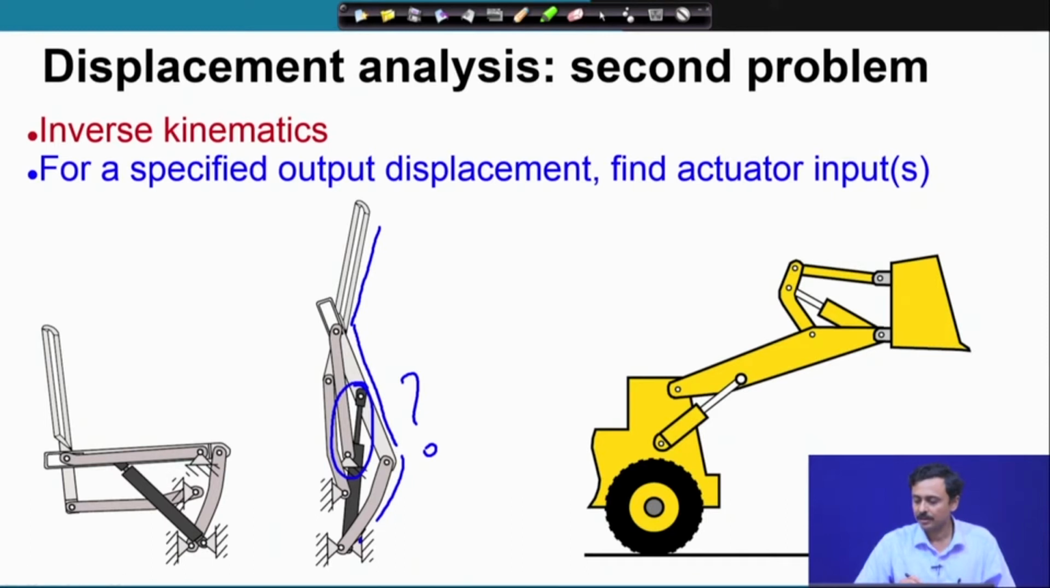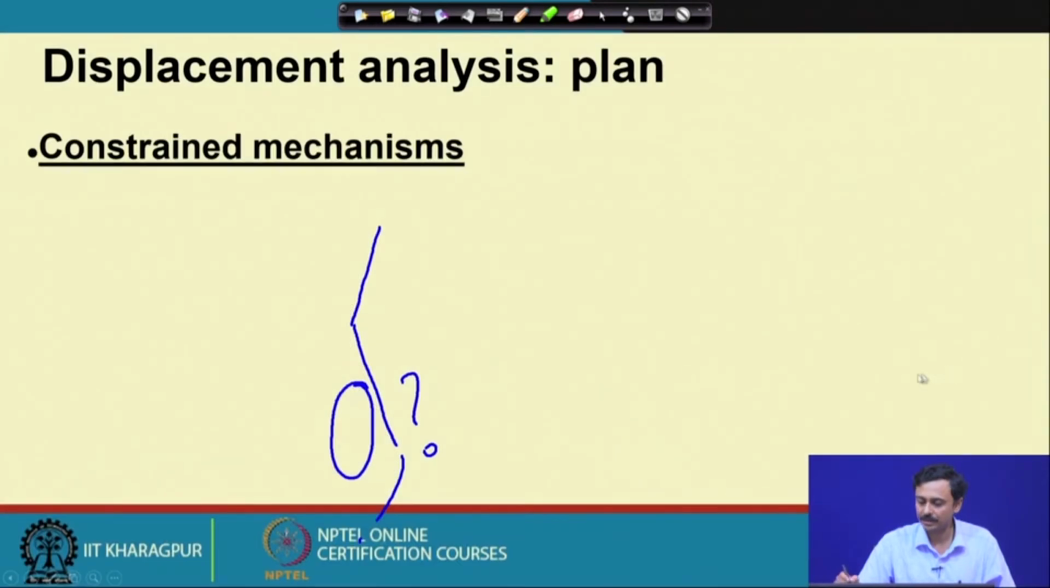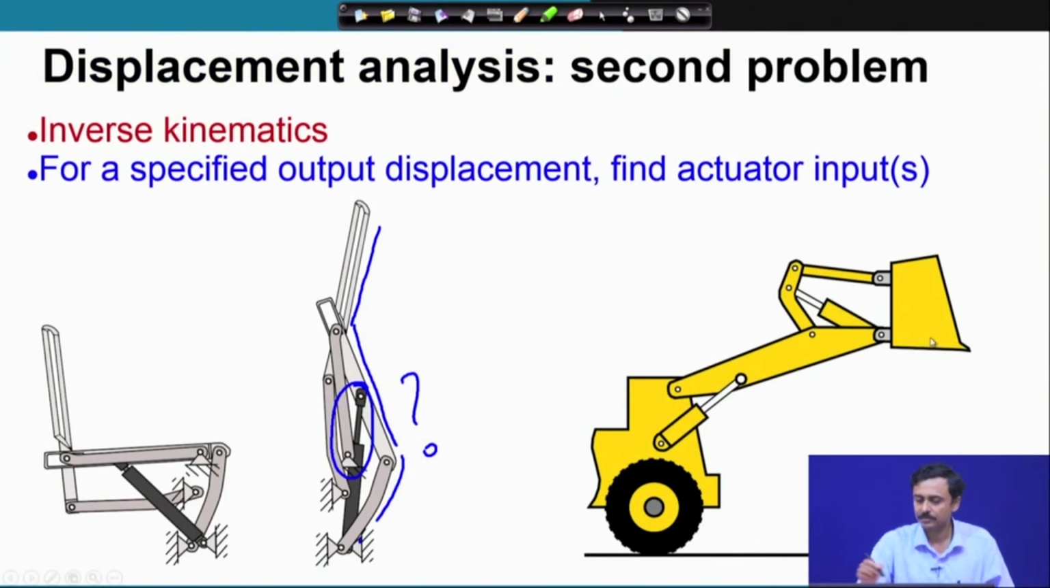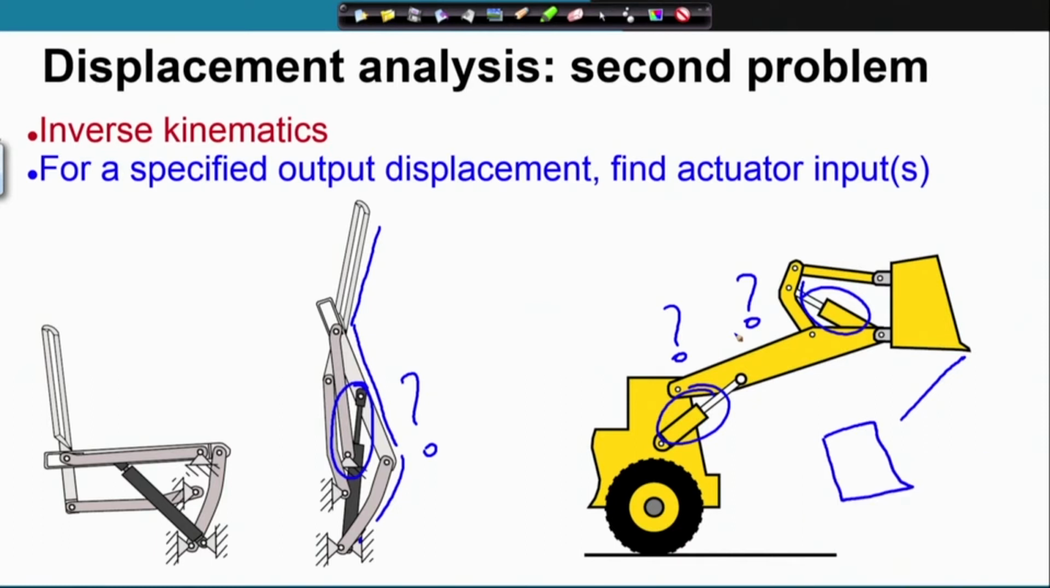Or if I want to specify the location of the bin at a certain position and orientation, let us say, what should be the actuator inputs? So, this is the inverse kinematics problem.